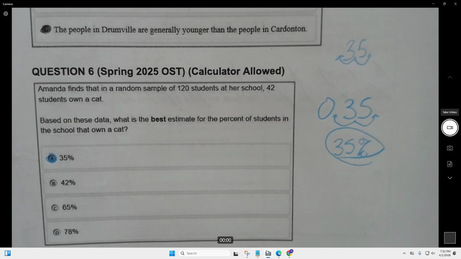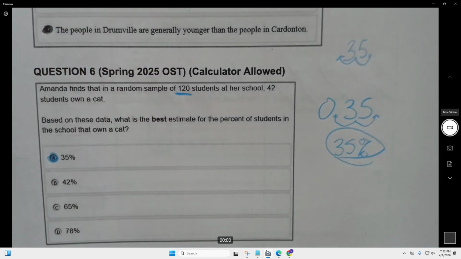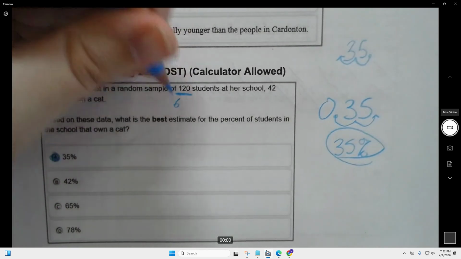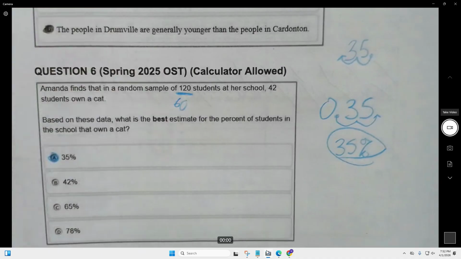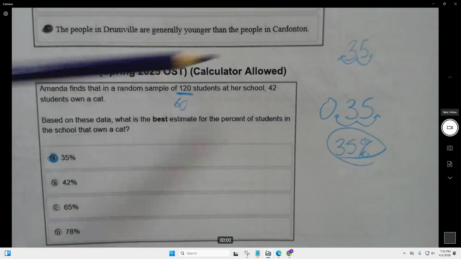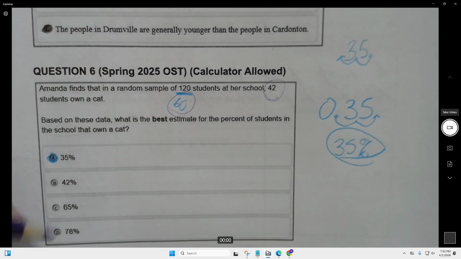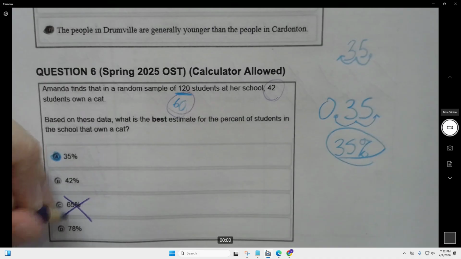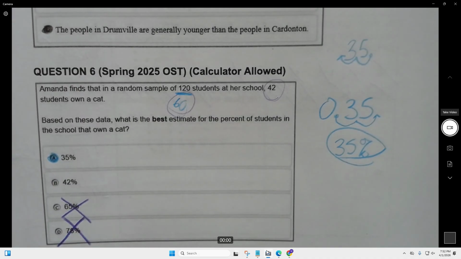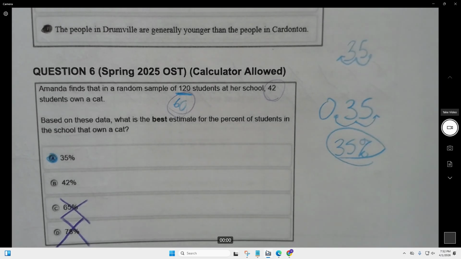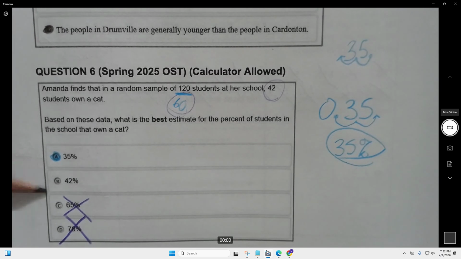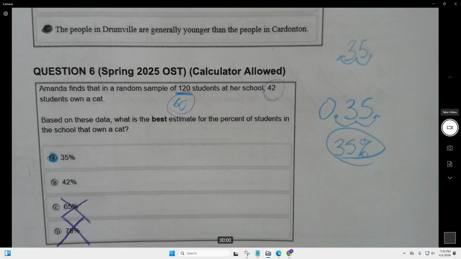Even if you can't remember how to do that, by the way, you can eliminate choices on this question. You can tell that half of 120 is 60, because half of 12 is 6. So you know that 42 is less than 60, right? So anything over half, C and D, would be immediately eliminated. So even if you can't remember how to get to 35%, eliminating choices makes this a 50-50 guess instead of a 25% guess.